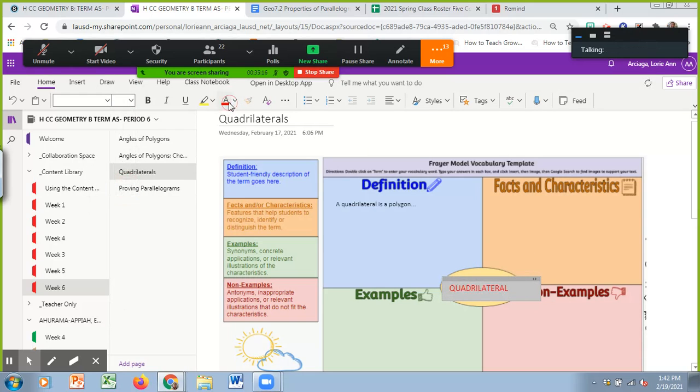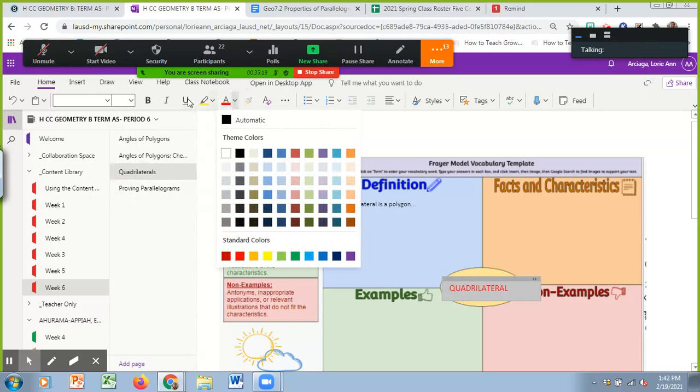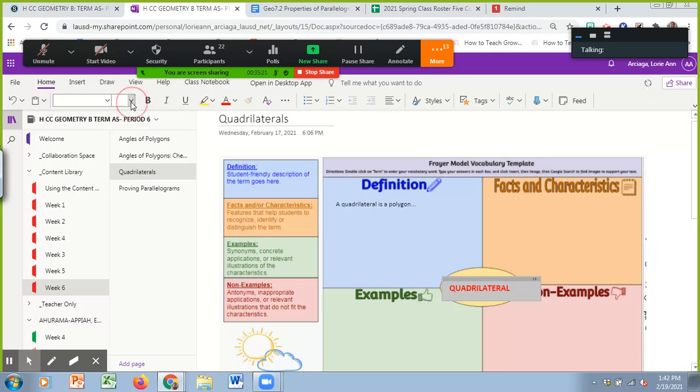Let's make it more visually appealing. Make it bigger. Too big. Okay.